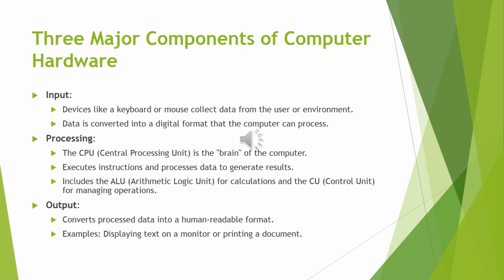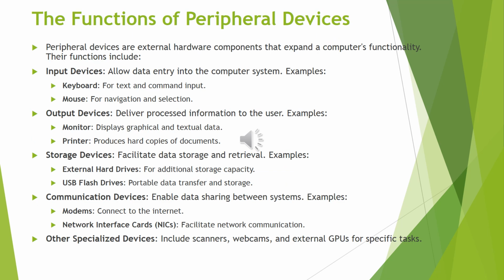There are three major components of computer hardware, which are input, processing, and output. We have looked at them previously. So let's look at computer peripheral devices. When you talk about peripheral devices, these are external hardware components that expand the computer's functionality, or make the computer more functional.